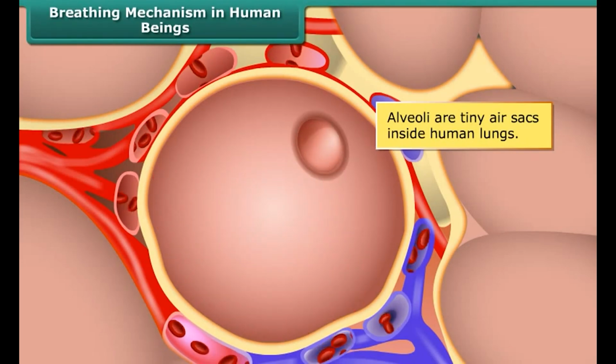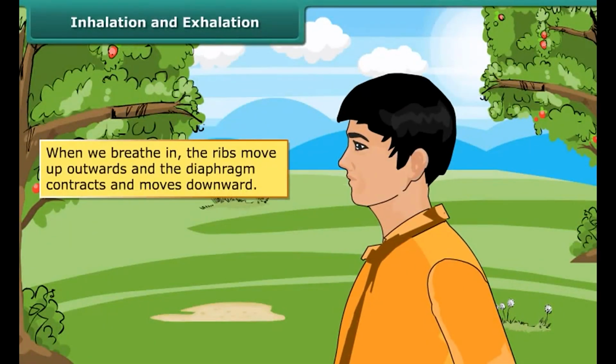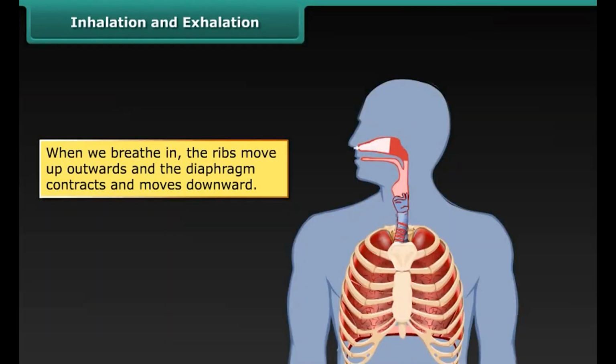Here in the alveoli, gas exchange takes place, that is, oxygen is exchanged for carbon dioxide. The oxygen in the alveoli travels into the bloodstream and is used up in cellular respiration. The carbon dioxide in the blood moves into the alveoli and is expelled out of the human body through exhalation.